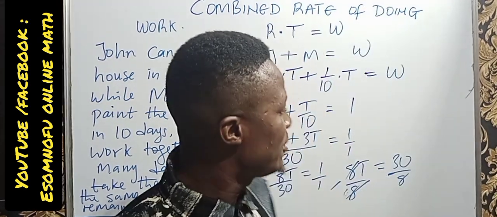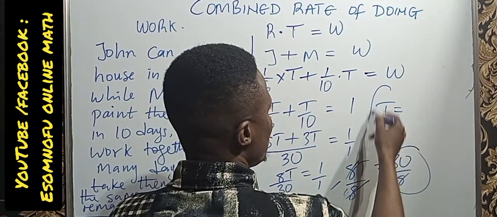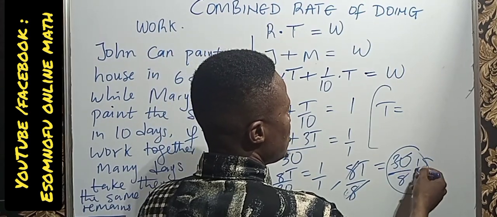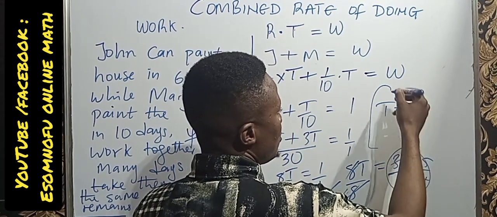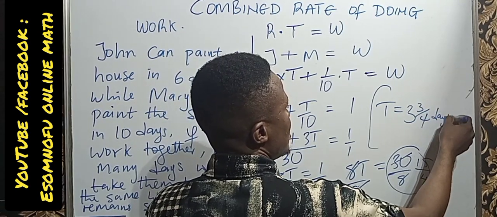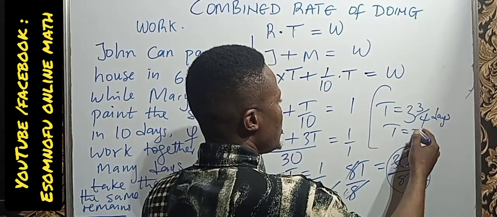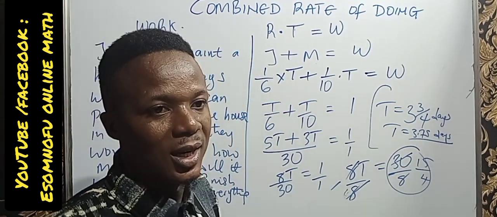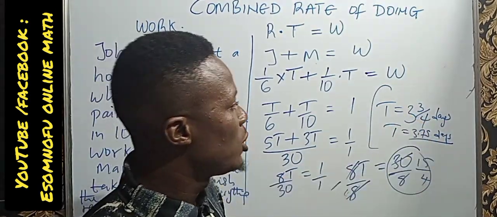Now, when you have 30 divided by 8, like I'm having here, that is the time it will take them to finish the work if they are to work together. This is the same thing as 15 over 4. And 15 over 4 will give us 3 whole number, 3 over 4 days. Or you call it 3.75 days. This is not up to 4 days, very close to 4 days, because we are having 3 whole number, 3 over 4.